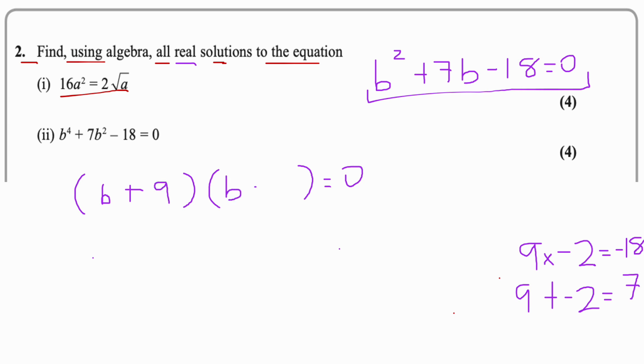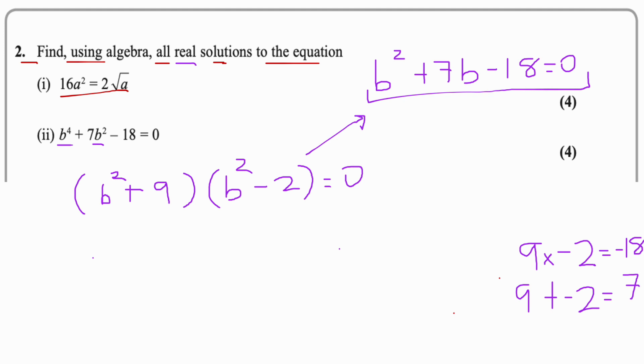Now, this is the solution. This factorizes this quadratic. However, we have b to the power of 4 and a b squared. So all we simply do is bump up the power by 1. It goes to b squared, because b squared times b squared equals b to the 4 using the laws of indices.